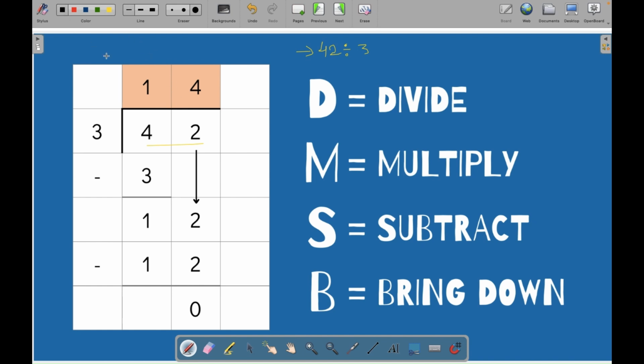Then we'll see what the divisor is. The divisor is 3, so we'll place the divisor here. And then we start the division process. The first step is to divide. So how do we divide?